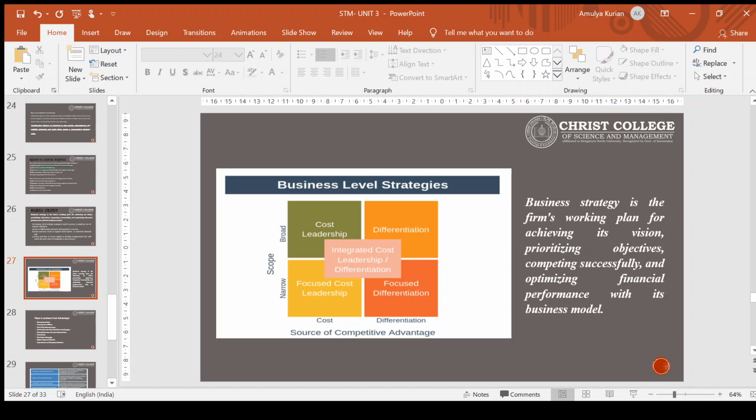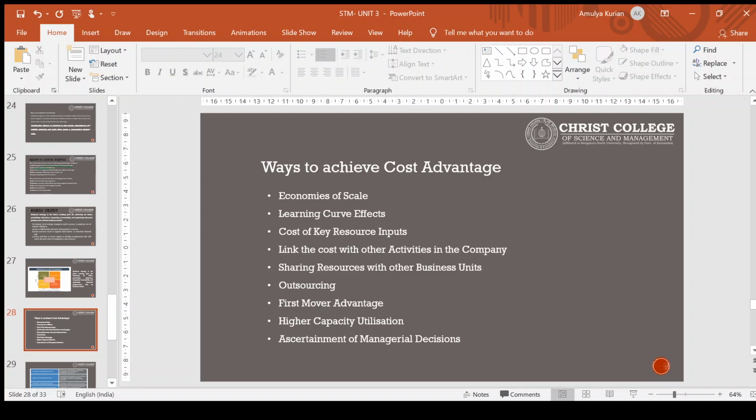So now, what are the means by which the cost leadership strategy can be adopted? A firm can achieve a cost leadership position only when it is able to provide goods or services at lower unit cost than its rivals. So, how can it be done? First one, economies of scale. It benefits when you are doing large production. If the volumes are increased, naturally the unit cost associated with the production will reduce.